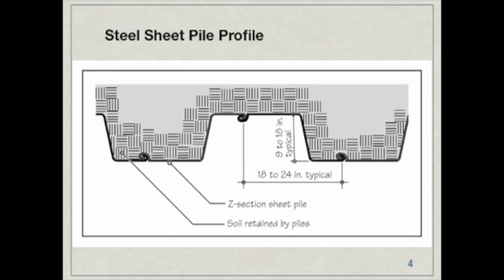Structurally, they function as a cantilever, and therefore they must be buried into the soil for sufficient depth below the bottom of the excavation. Now, though these sheet piles come in many cross-sectional profiles, the most common is the Z section. This is the one that you see here. These sections are driven into the ground one by one using either hydraulic hammers or vibrators.